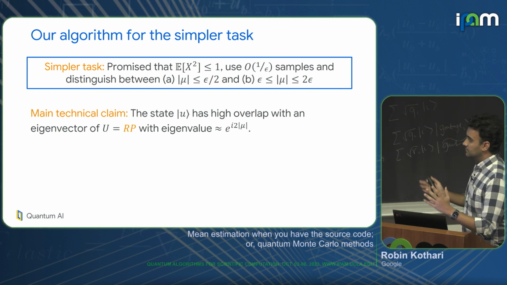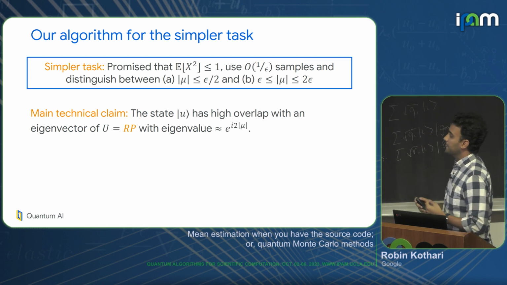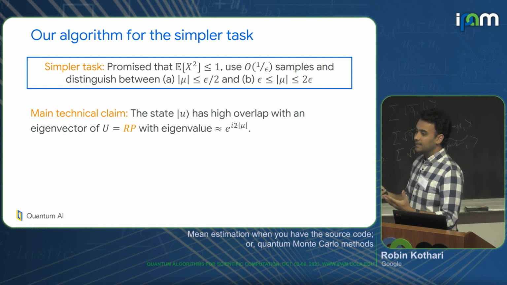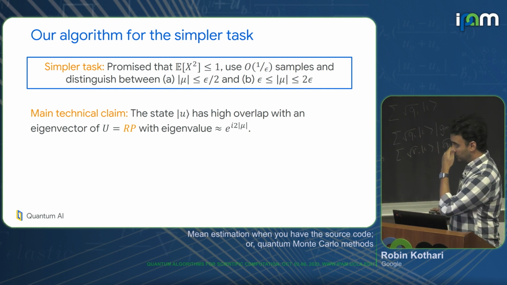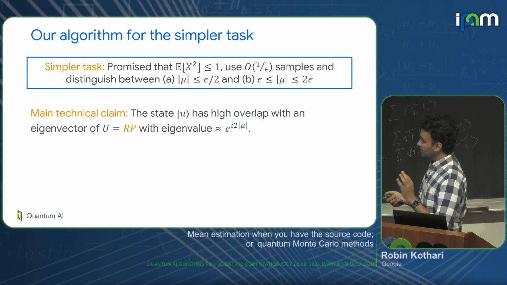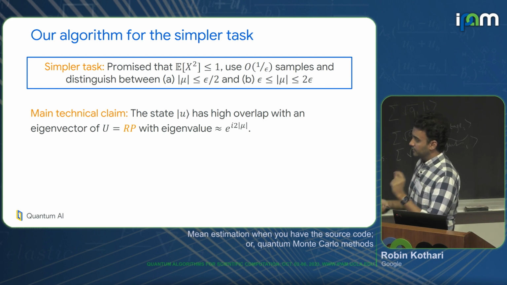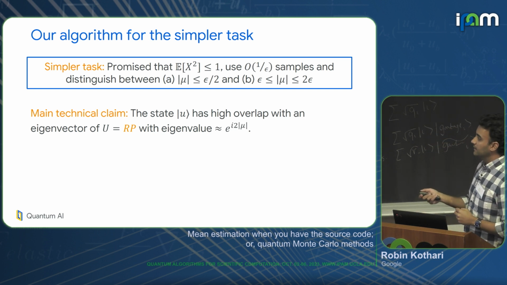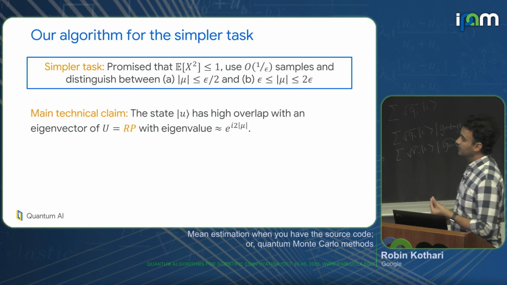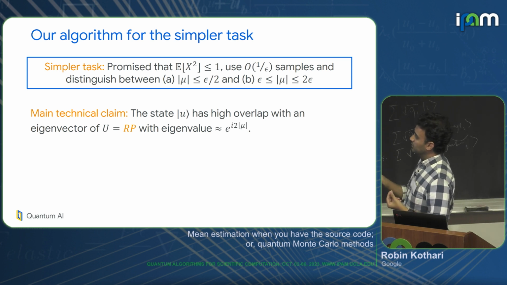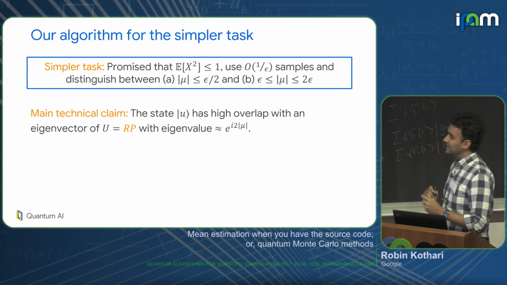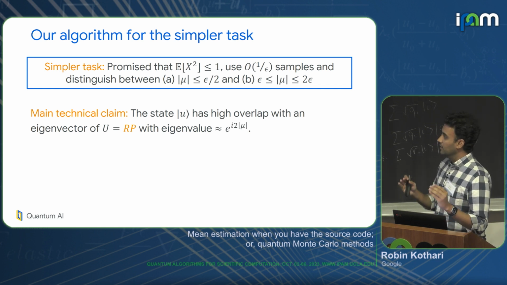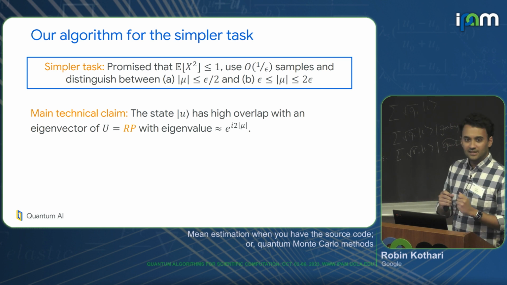So just take my word for it that this technical claim is true. In fact, for the moment, instead of saying it has high overlap, let's say it literally is an eigenvector. That'll give us some intuition for what's going to happen. You have a state that is literally an eigenvector of a unitary that you know how to implement on a quantum computer. The state is very easy to prepare on a quantum computer. And the eigenvalue is hiding some information. You just want to know the eigenvalue, what was the promise? It's either epsilon over 2 or epsilon. So you want to know if the eigenvalue is either e to the i epsilon or e to the i 2 epsilon, whatever. So what well-known popular quantum algorithm will you use to solve this task?